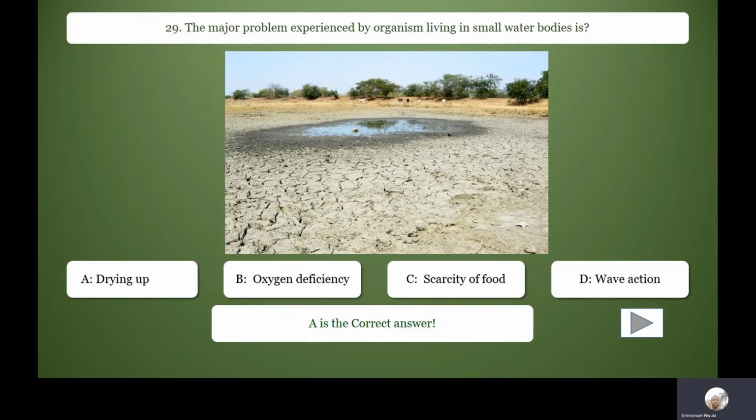The major problem experienced by organisms living in small water bodies is A, drying up. Smaller water bodies like ponds, even streams that are not so large, can dry up, and when that happens, it exposes the aquatic organisms and they can be killed in the process. So it's a major problem. Even plants that live in the water will also be affected.